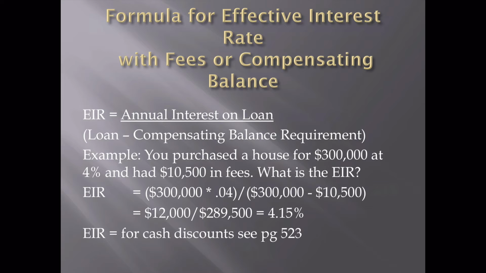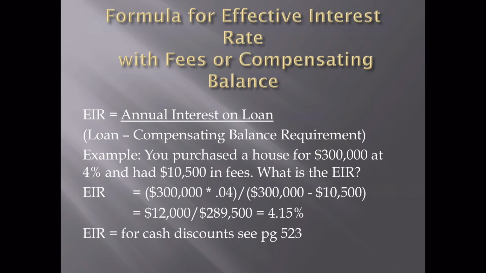And to calculate the annual interest rate, we take the loan amount and multiply it by the interest. So 300,000 times 0.04 gives us $12,000. And then we take the $300,000 and we subtract our fees of $10,500, and we get $289,500. And we do the math, and I think it's 4.14 and change, but it's essentially 4.15%.